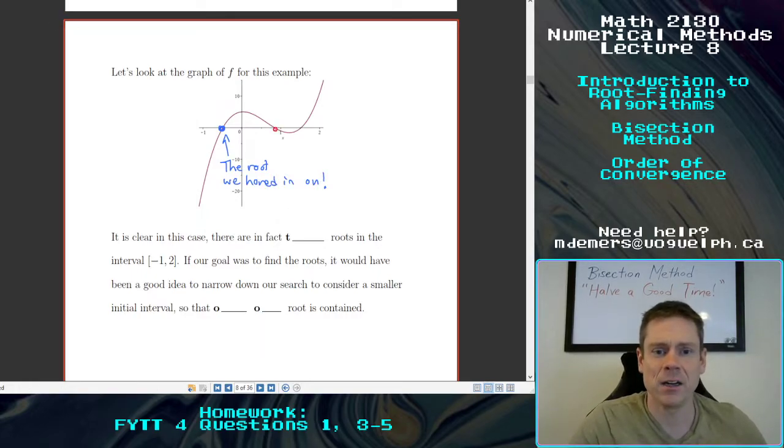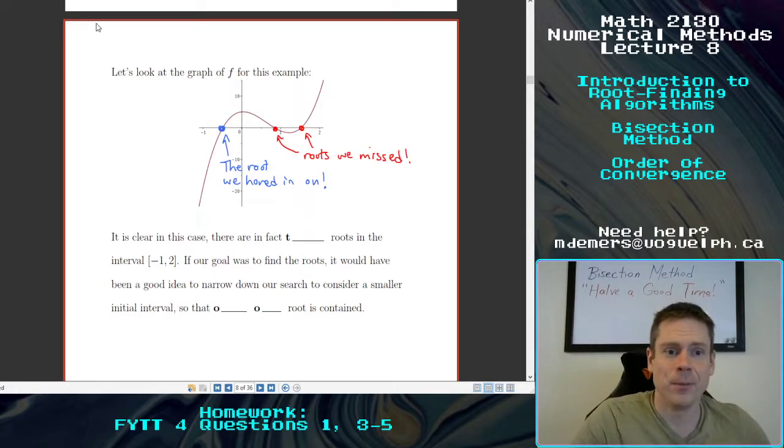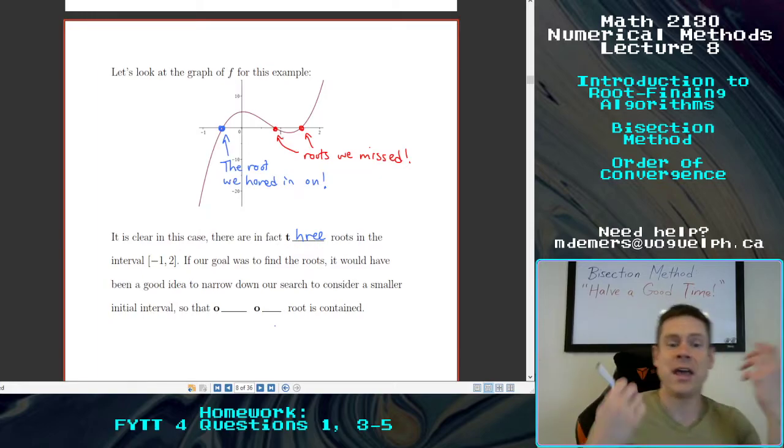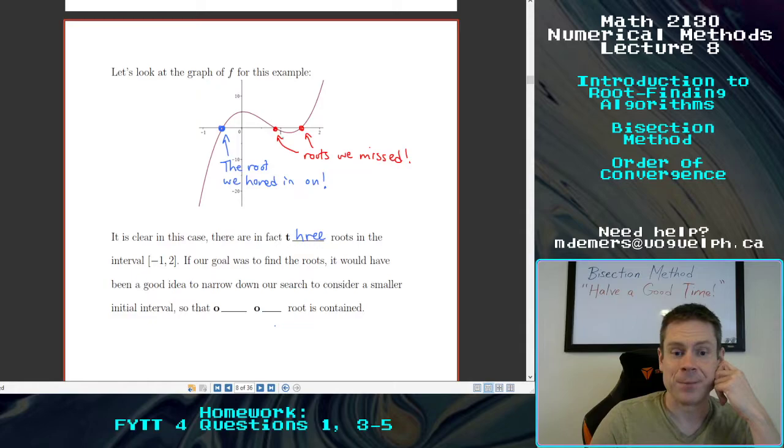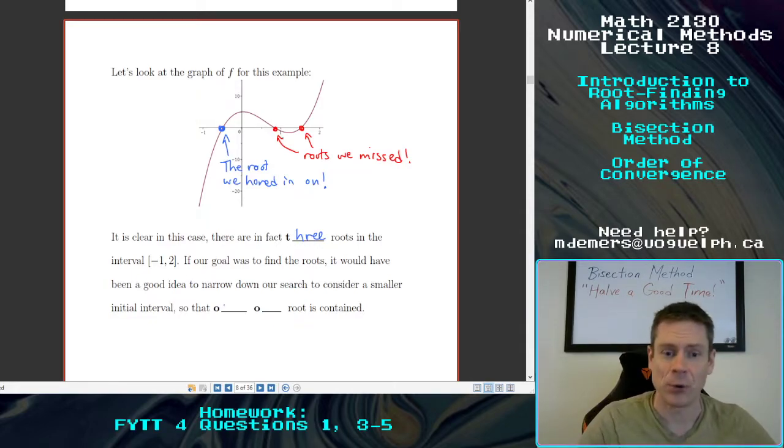But here and here are roots we missed. So as a matter of fact, in this example, there are in fact 3 roots in the interval -1 to 2, and so that's what I was saying, that it might be a good idea to start with those smaller intervals so that only one root is contained.